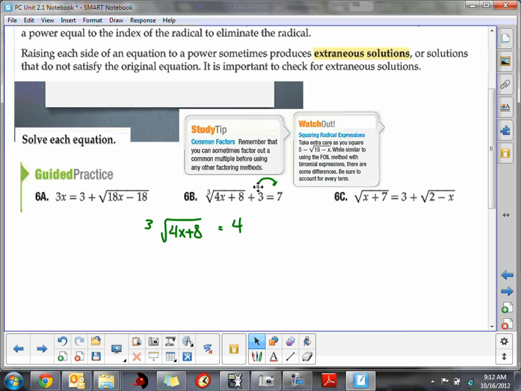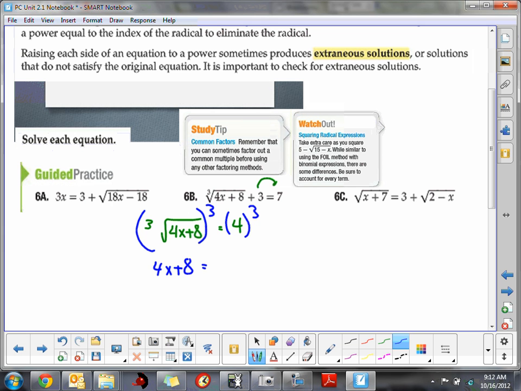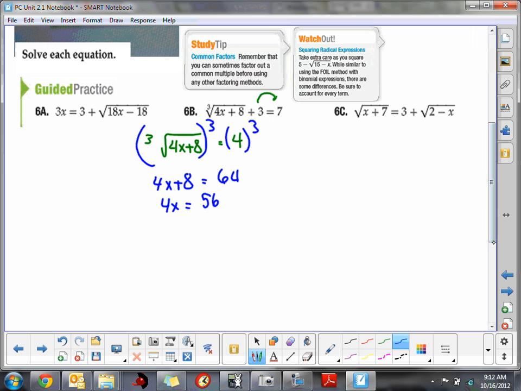Now, we got to get rid of our radical, the cube root. To undo cube rooting, you raise it to the third power. So raise both sides to the third power. The cubing will undo the cube rooting, so we'll have 4x plus 8, and it's going to equal 4 cubed. That's 16 times 4, which is 64. And then we have to subtract 8. So 4x equals 64 minus 8. That should be 56. And then divide both sides by 4. 56 divided by 4 is 14. So we believe our solution is 14.